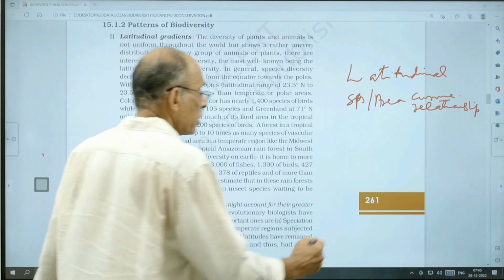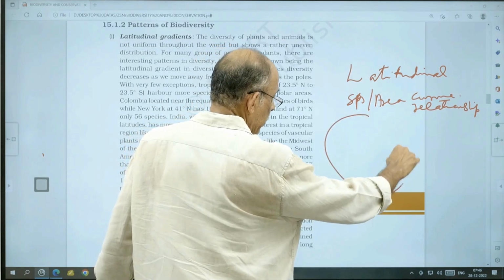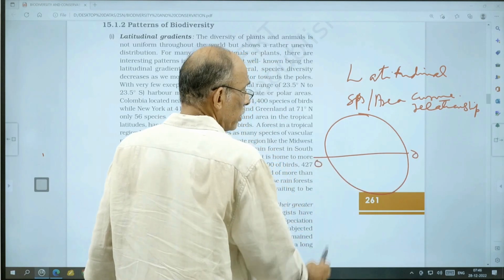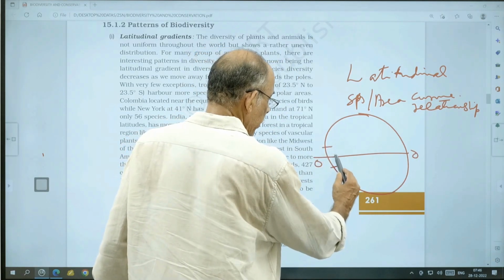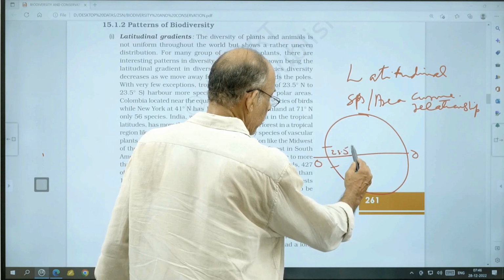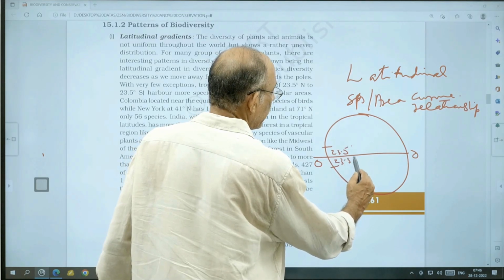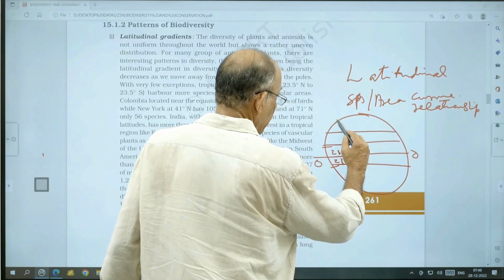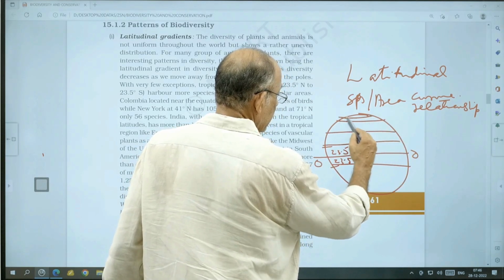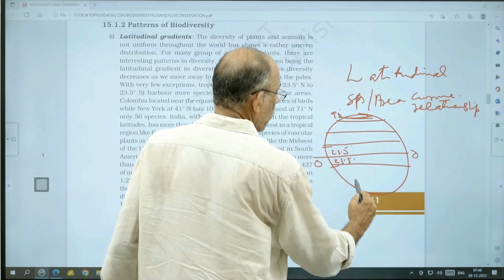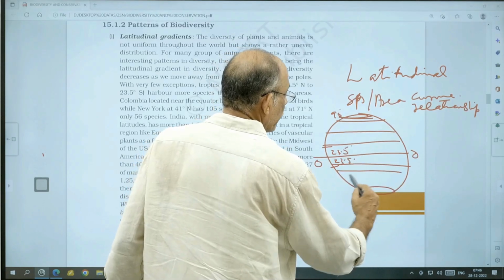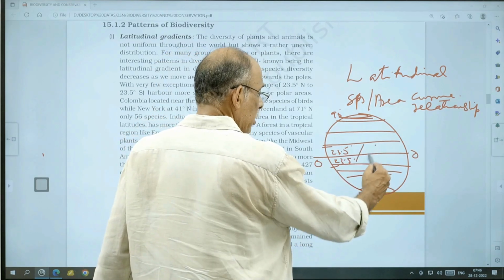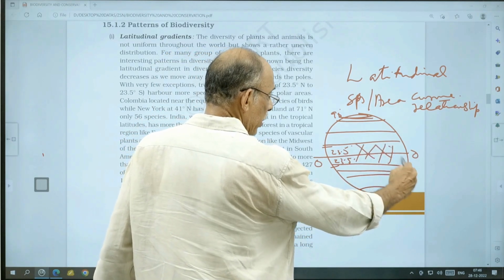What is meant by the latitudinal distribution? Suppose we take the globe. Here we have the equator, 0 latitude, and 23.5 degrees north and 23.5 degrees south. We have this tropical region. Then we have subtropical and temperate, and lastly at about 90 degrees we have the polar regions. So these are the distributions, and the maximum species diversity is seen in the tropical regions.